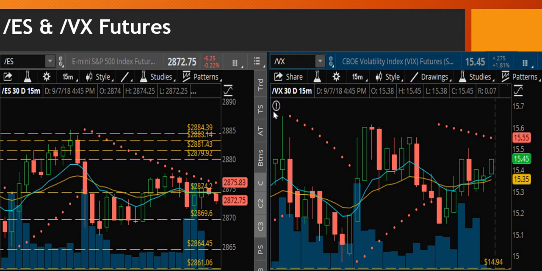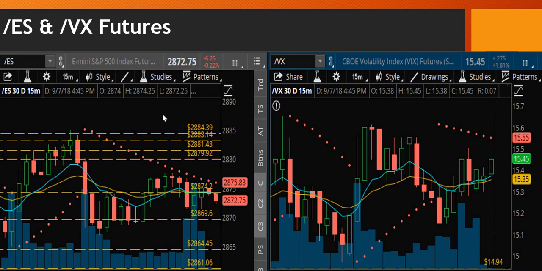Now, in these two charts, we can see that the ES is actually on an uptrend from the open. And the VX is on a downtrend from the open. So what this is telling us is that our stocks should be climbing higher, because the ES is on the uptrend and the VX is on the downtrend. Now, if the VX was the one on the uptrend and the ES on the downtrend, then it would mean that our stocks are actually heading lower.